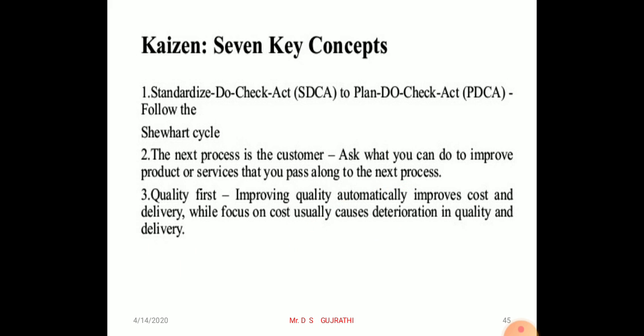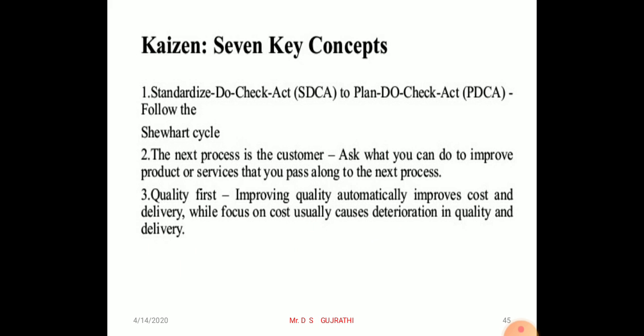Now, Kaizen has seven key concepts. These are: one, standardize, that is PDCA, plan, do, check, act, or standardize, do, check, act. Anything, PDCA, SDCA, PDSA, we can call it plan, do, study, act also. So it's a Shewhart cycle as already studied.